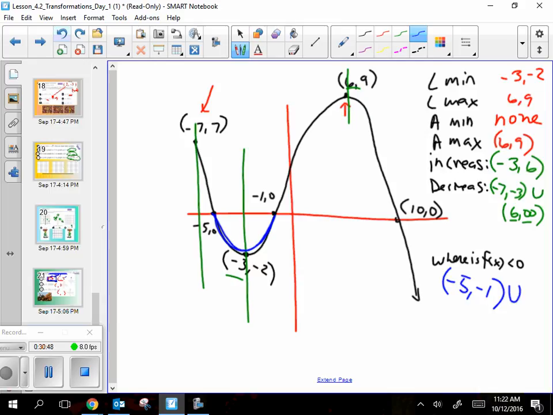And it was also decreasing between 10 and infinity.